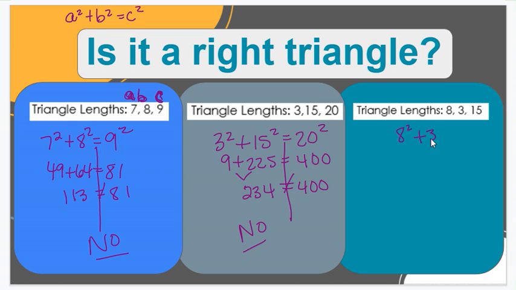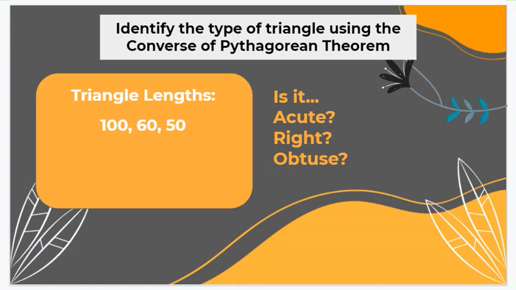8 squared plus 3 squared equals 15 squared, because C is the longest side. Make sure that you're identifying that. 64 plus 9 equals 225? 64 plus 9 is 73. That is not equal to 225, so this one is also no. None of these were right triangles. All right, let's go on to the next part.